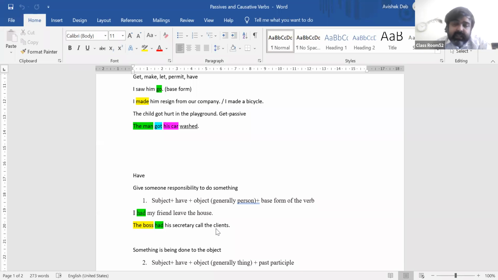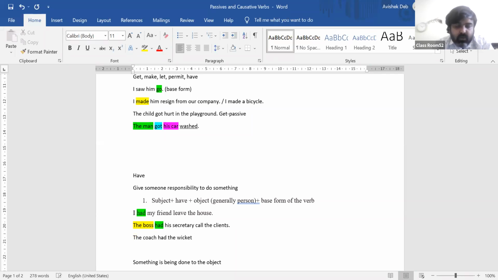I had my friend leave the house. The boss had his secretary call the clients. The coach had the wicket keeper open the innings. You can add it over here. You can always add sentences. They will try to get you by giving structures like the coach had his wicket keeper.